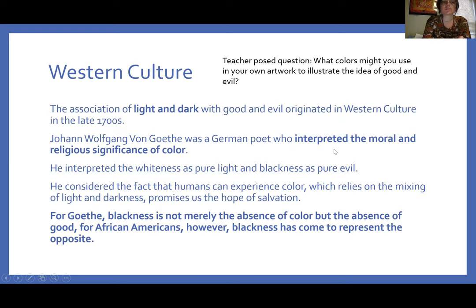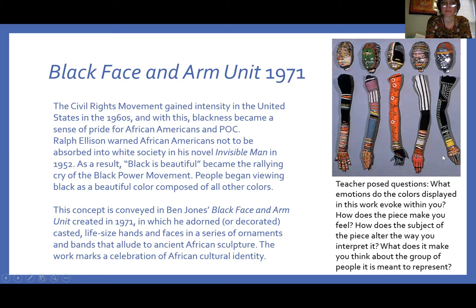So I'd go into Western culture a bit as well, the origins of Western culture viewing light and dark and associating that with good and evil. Johann Wolfgang von Goethe was a German poet who interpreted the moral and religious significance of color, white as the purest light and black as pure evil. For Goethe, blackness is not merely the absence of color, but the presence of evil. For African Americans, however, blackness has come to represent the opposite.